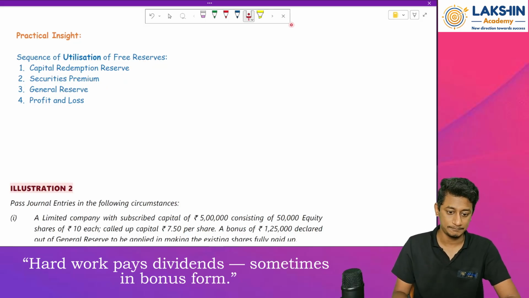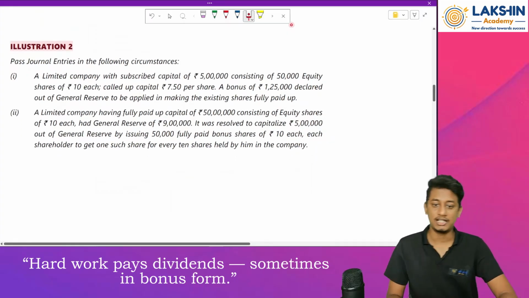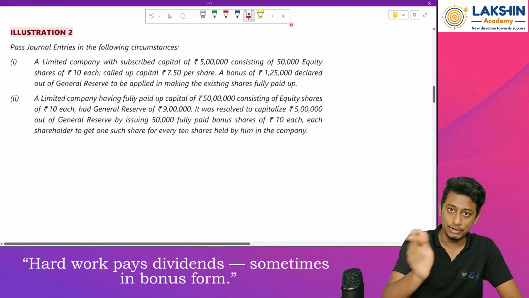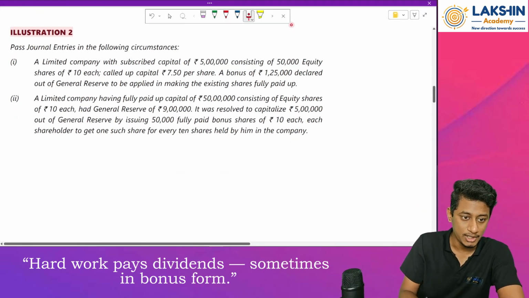Coming clear? Now comes the journal entry. Okay, so let's look at the question and do the journal entries together. Okay. Look at the question.